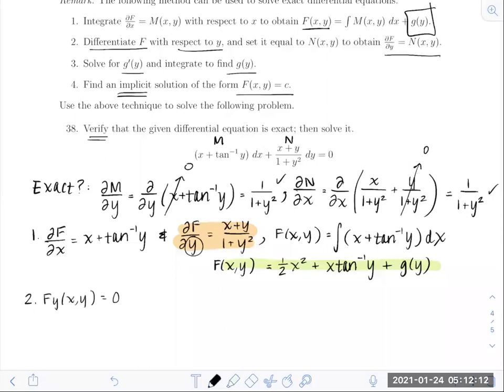So the first term goes to 0. The x lives on. The derivative of tangent inverse is 1 over 1 plus y squared. I don't know what g of y is, but I'm taking its derivative with respect to y, so I'm going to use the prime notation. This prime notation is clear in this sense because that's a single variable function, so there's only one variable to take its derivative with respect to. And now what I'm going to do is equate this to what's highlighted in orange, which is also the partial derivative of f with respect to y.